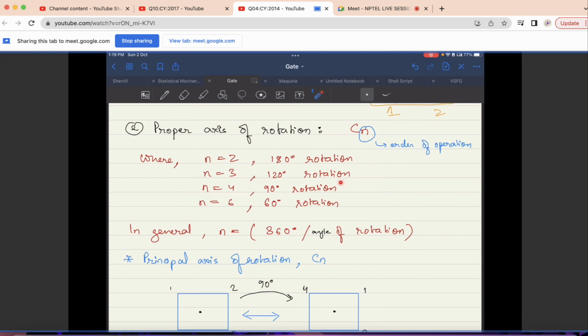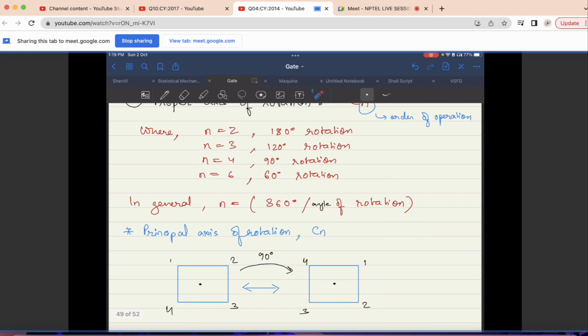For the 120-degree rotation that I was doing in the equilateral triangle that you have seen, my order of operation was n equal to 3. Similarly, for 90 degrees and 60 degrees, we have n equal to 4 and 6. So in general, n can be calculated as 360 degrees divided by the angle of rotation. For example, for 180 degrees, 360 divided by 180 gives n equal to 2. Correct? Now, the principal axis of rotation is again Cn.